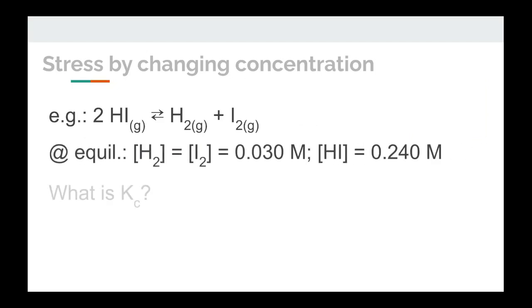For example, let's say we have this reaction where 2HI is decomposing into H2 and I2. And let's say that at equilibrium, the concentration of H2 and the concentration of I2 are both 0.03, but the concentration of HI is 0.24 at some temperature. First of all, let's figure out what is the value of Kc. Well, this isn't hard to do.